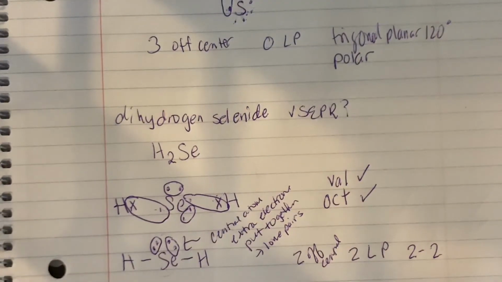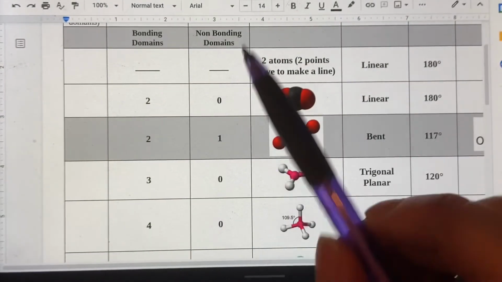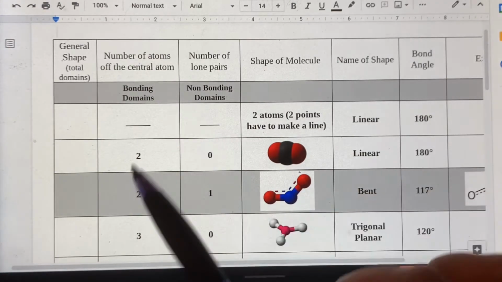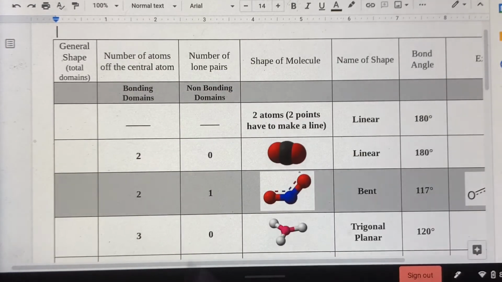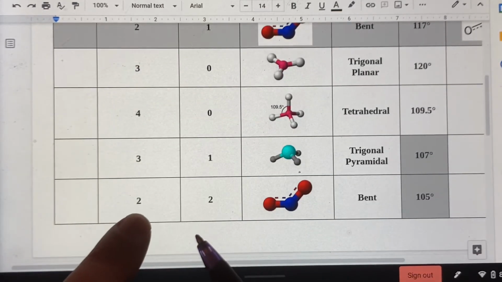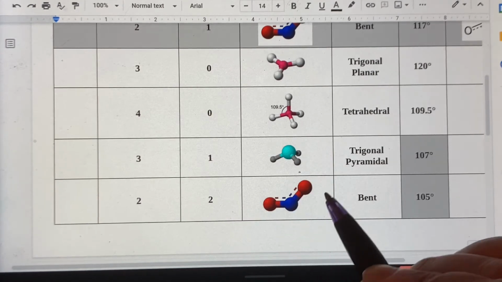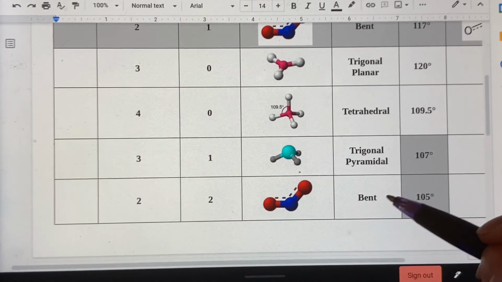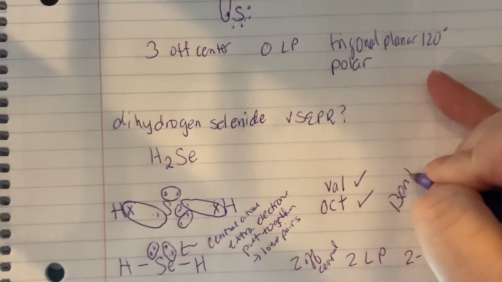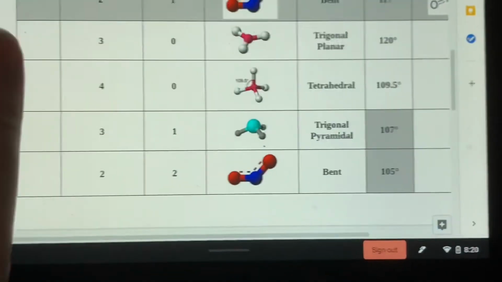So when I look at my chart, bonding domains is also number of atoms off the central atom, so I'm looking for a 2, and number of lone pairs. So 2 atoms off the central atom, 2 lone pairs, give me a shape that looks like this. That shape is called bent at 105. So I write bent 105 degrees, and then I have to decide if it's symmetric or not.